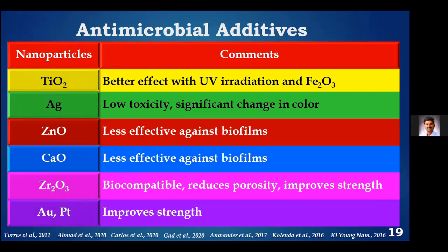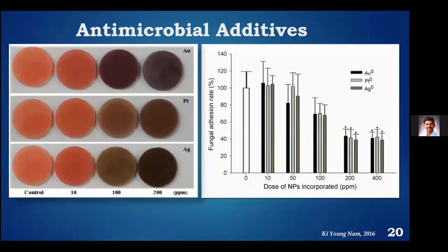And gold and platinum materials have also been experimentally tried in the form of nanoparticles, and they seem to incorporate a significant amount of antimicrobial activity in a dose-dependent manner. As you can see from this graph, as the percentage of nanoparticles of gold, platinum, and silver is increased in the denture-based material, you can see a significant reduction in the fungal adhesion on the surface of the dentures. But at the same time, if you look at the color of the denture-based materials, you can see silver drastically changes the color of the material. So that could possibly be one of the problems when you are designing materials with these nanoparticles.